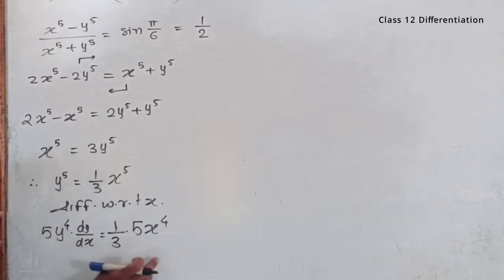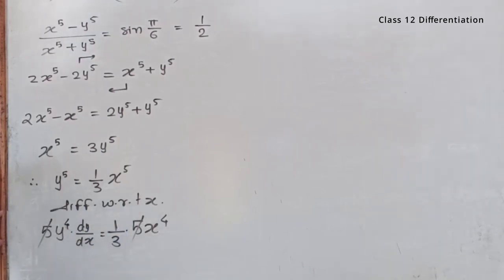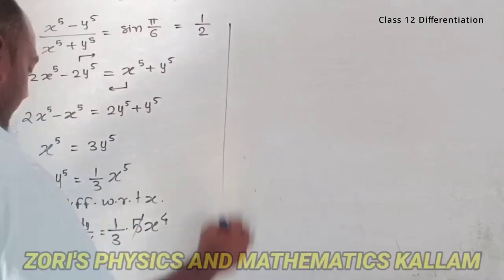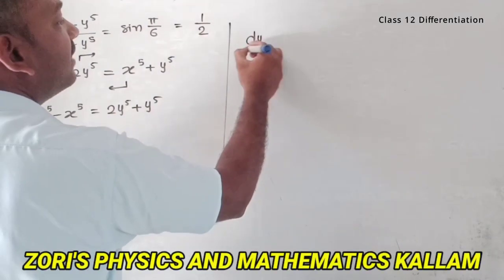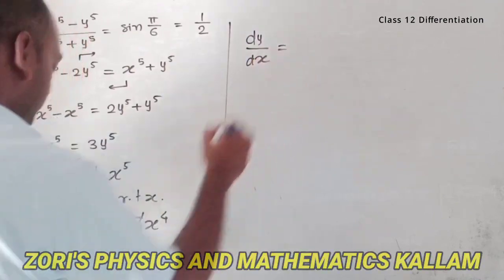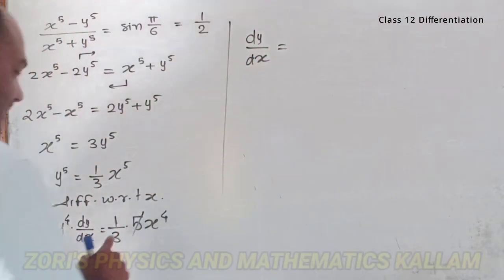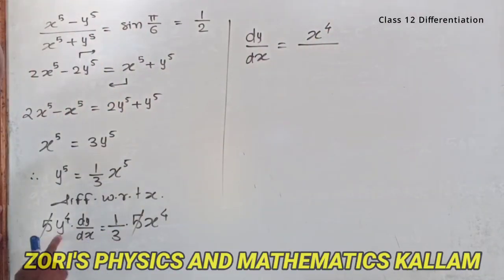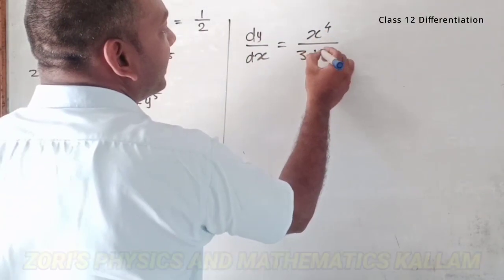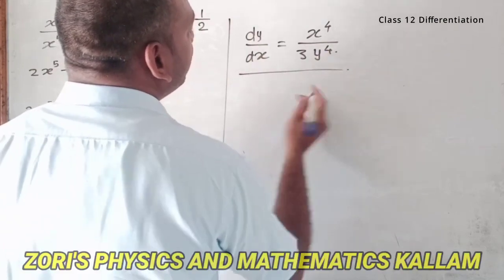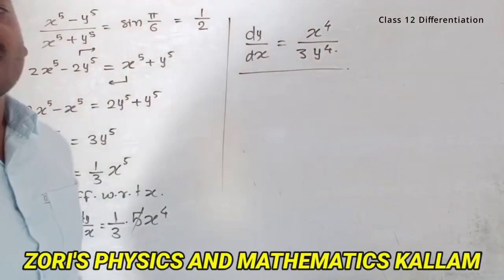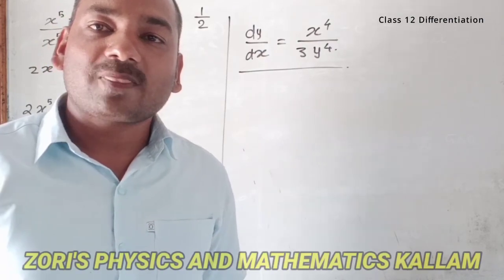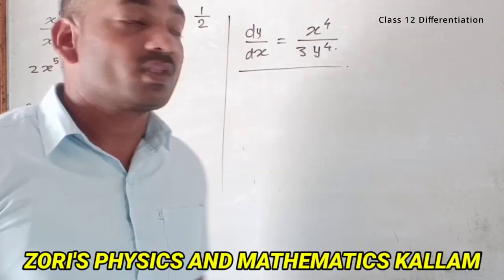So finally, first we cancel this 5 here. Then the final answer that we get is dy upon dx is equal to x raised to 4 upon 3 into y raised to 4. So finally the same thing we had to prove. So in this way we cover 5 questions from question number 5.